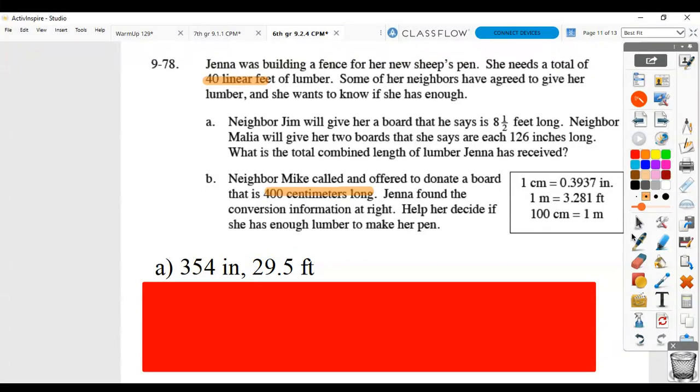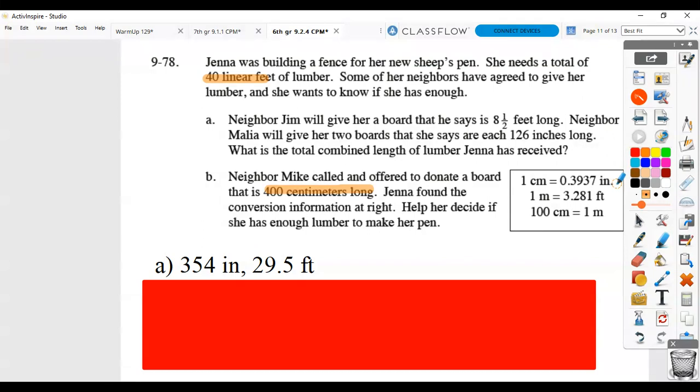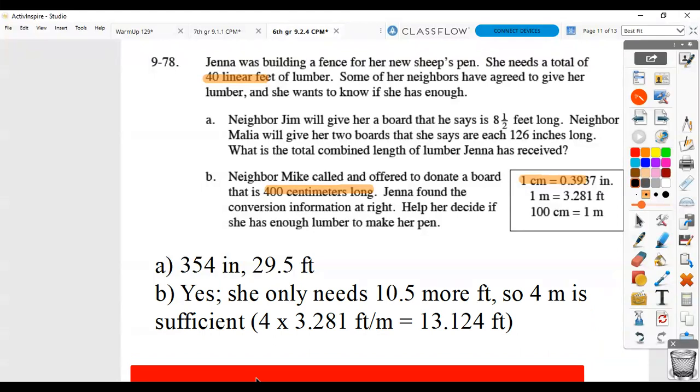Well, if we take 400 centimeters and we want to convert it to inches first, we could take that 400 centimeters and convert it to inches, or, and this is kind of what I have here, 400 centimeters is the same as 4 meters, because when you change from centimeters to meters, you're just moving your decimal 2 places to the left. And 4 meters would be multiplied by the fact that there's 3 and 281 thousandths feet in each meter. If you take the 4 times 3 and 281 thousandths, you get 13 and 124 thousandths feet.